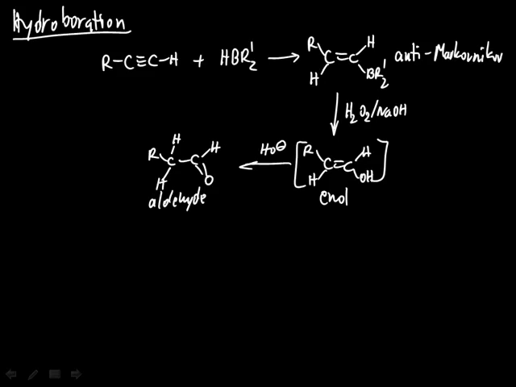Now, we've seen previously that under acidic conditions, this keto-enol tautomerization occurs readily. But in this case, it occurs under basic conditions. So let's see how that works mechanistically. If we have an enol in the presence of base, this species will be deprotonated to some extent.